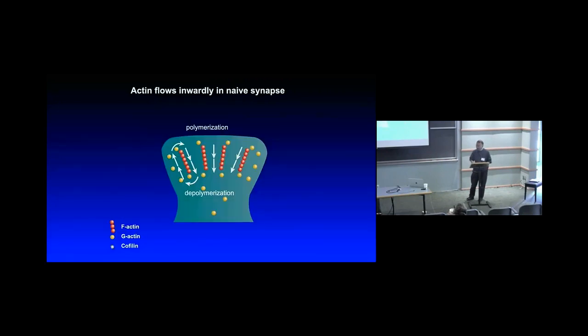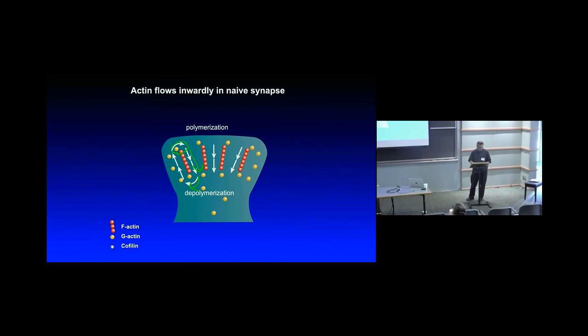From various experiments, we are thinking this is the role of Kavli. Actin treadmilling is ongoing in the dendritic spine. Actin is polymerized in the periphery of the spine, and then as F-actin, it moves inside and depolymerizes here. This is the same as many cellular protrusive structures, such as lamellipodia or filopodia.